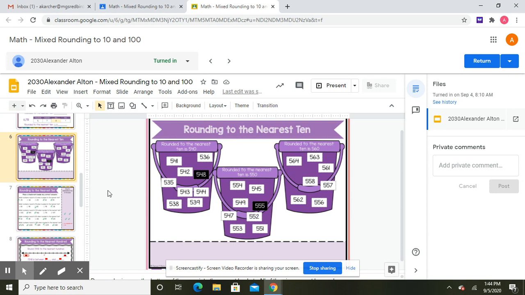On the buckets, I highlighted 2 of them. I can't highlight these in red for some reason, so I highlighted them in black. I'd like you to look at what those would round to for the nearest 10, and then move those to the correct bucket.